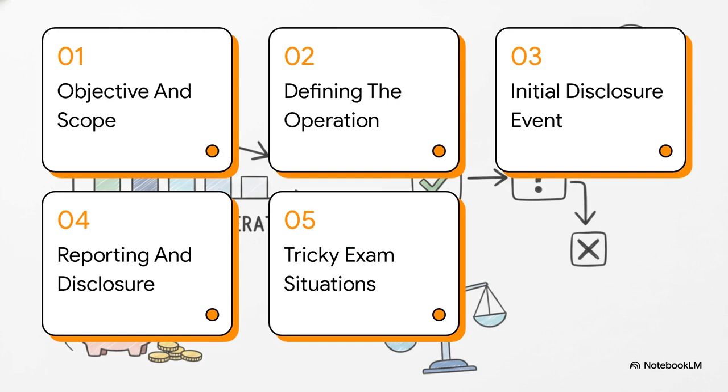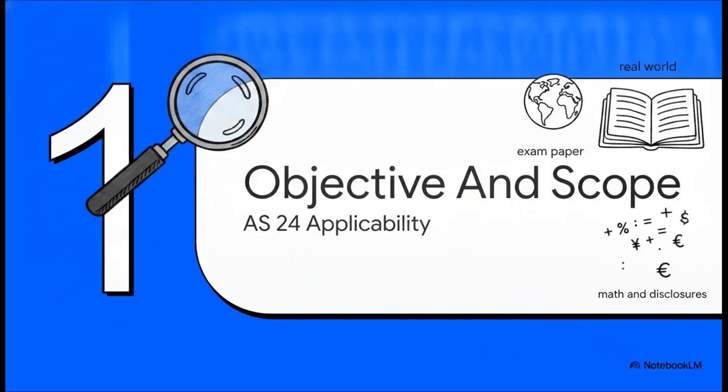Here is our whiteboard playbook for mastering AS24 today. We'll quickly cover the objective and scope, define a discontinuing operation, pinpoint the initial disclosure event, break down the reporting rules, and finish up by conquering those tricky exam situations. All right, starting off with Section 1, Objective and Scope.